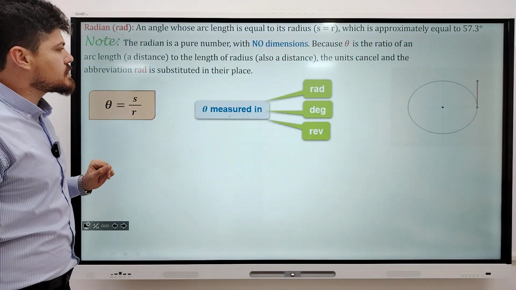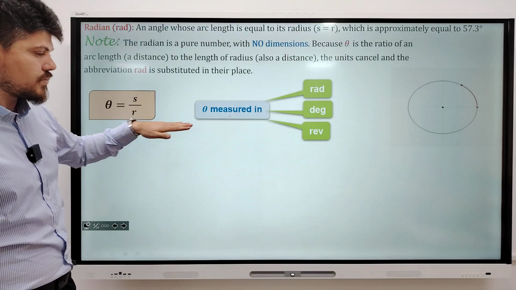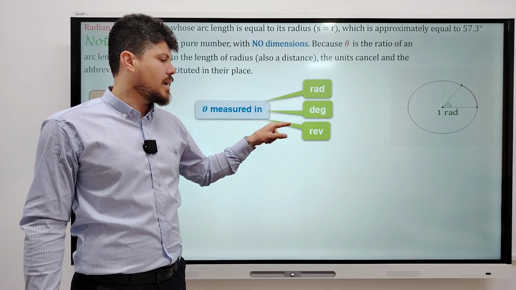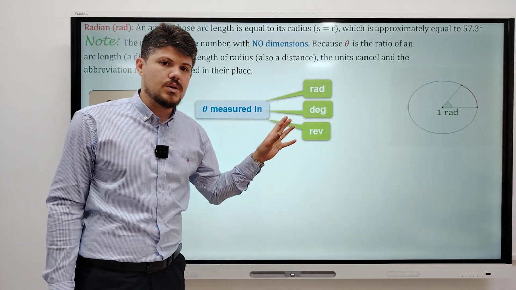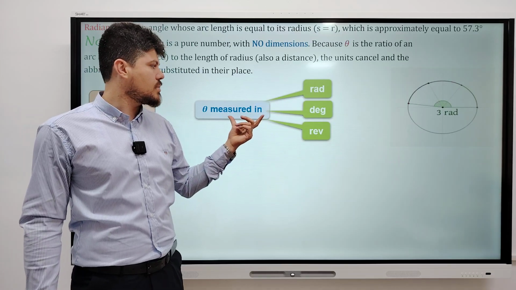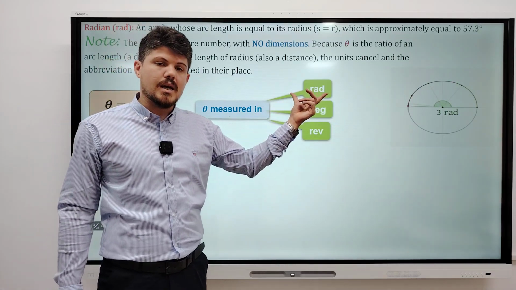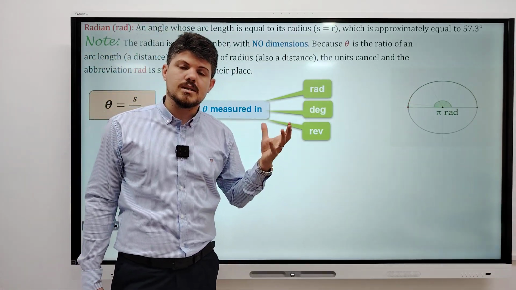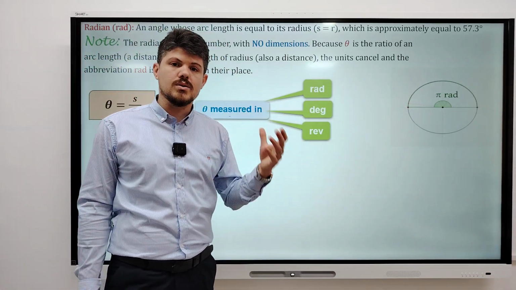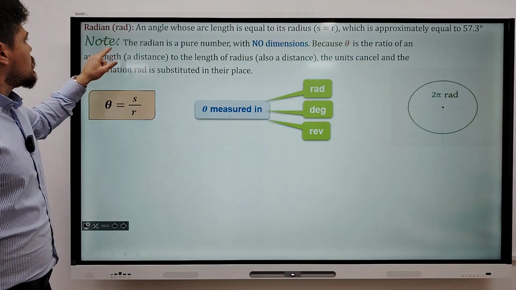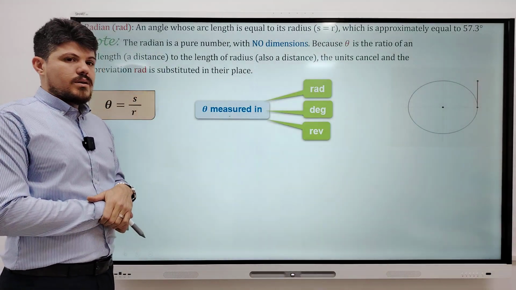So for angular displacement, we have three measurements: rad, degree, and revolution. But for solving questions in this chapter, we have to solve the questions with the angular displacement in rad. In the case when the angular displacement is given in degrees or in revolutions, you have to convert to rad. So the radian is a pure number.